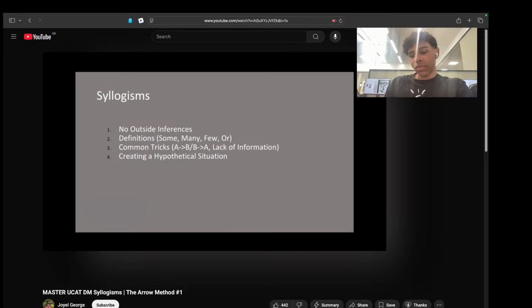The third thing that's really important is to be able to understand common tricks. One of the most common tricks is when they say if A then B, but that doesn't necessarily mean if B then A. Another is words like all. Think about it this way: all crows are birds, but that doesn't mean all birds are crows. So think about which way the information is going.